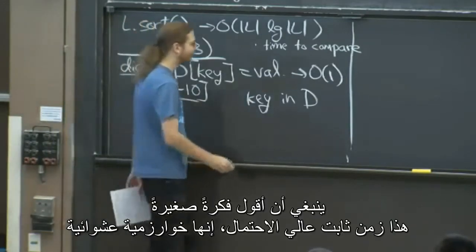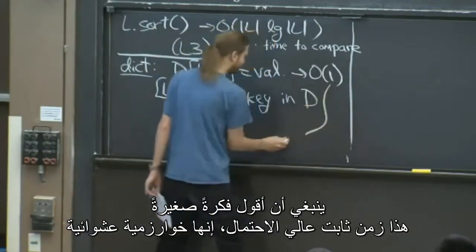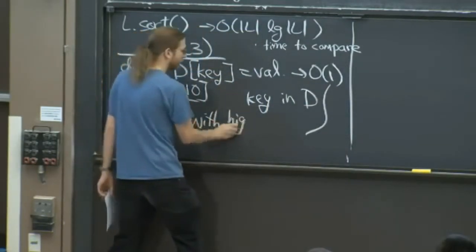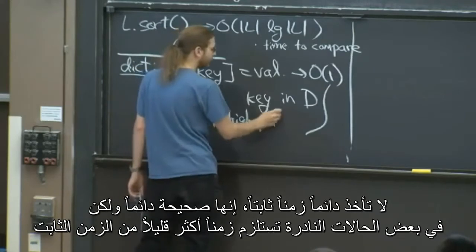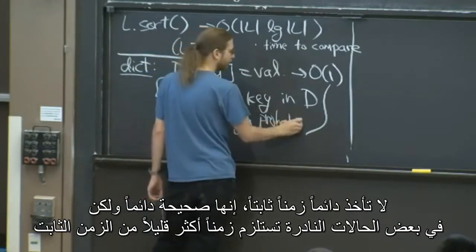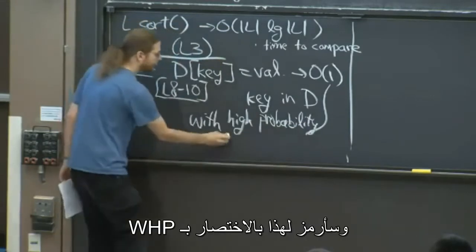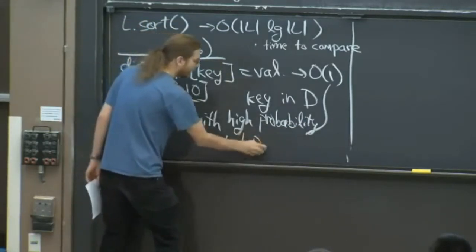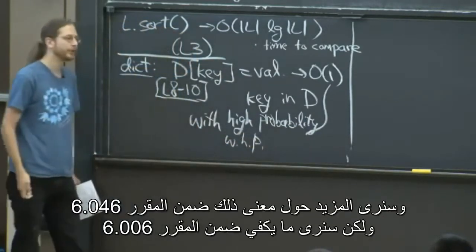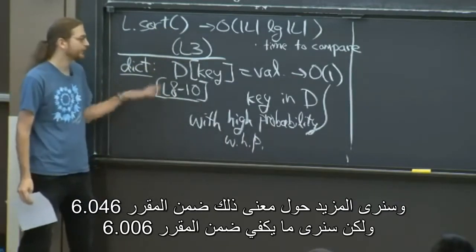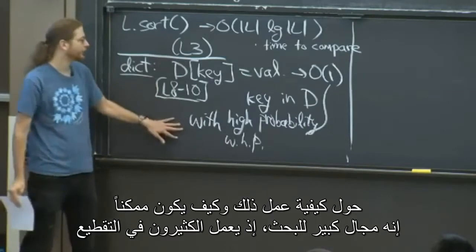I should say a slight catch, which is this is constant time with high probability. It's a randomized algorithm. It doesn't always take constant time. It's always correct. But sometimes, very rarely, it takes a little more than constant time. And I'm going to abbreviate this WHP. And we'll see more what that means, mostly actually in 6046. But we'll see a fair amount in 6006 on how this works and how it's possible.